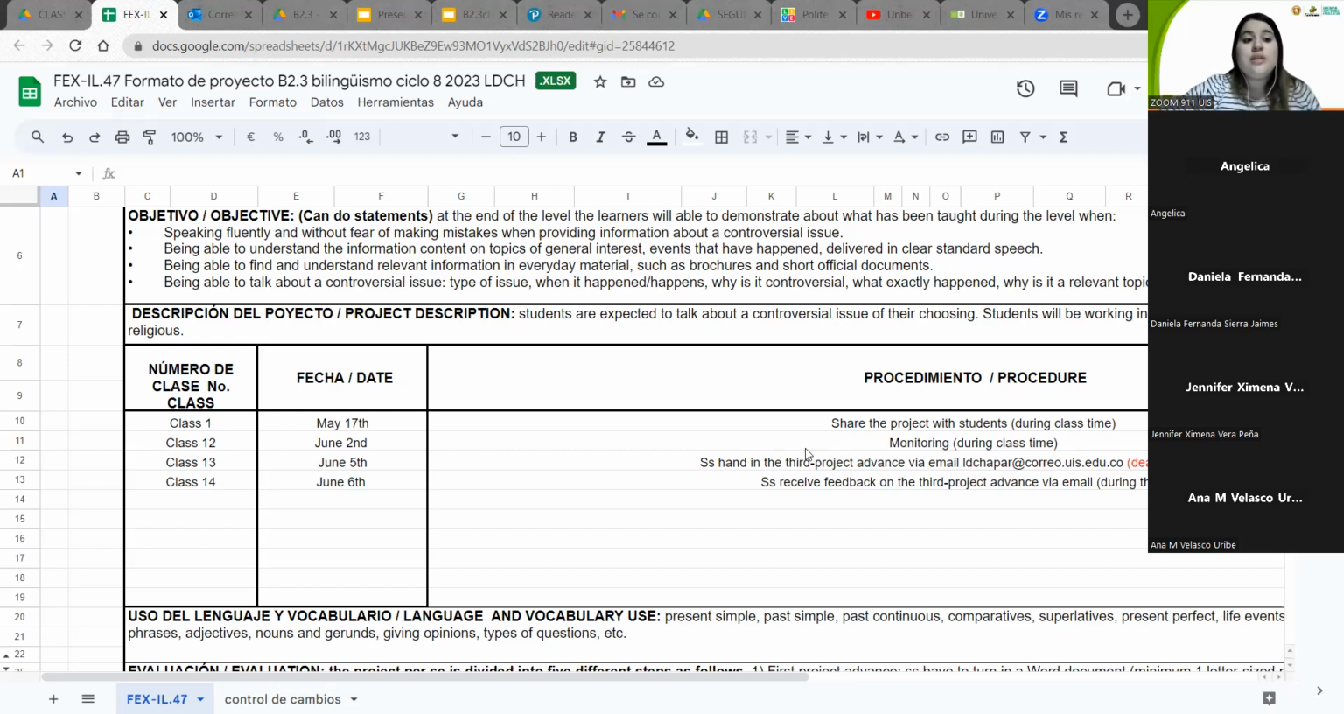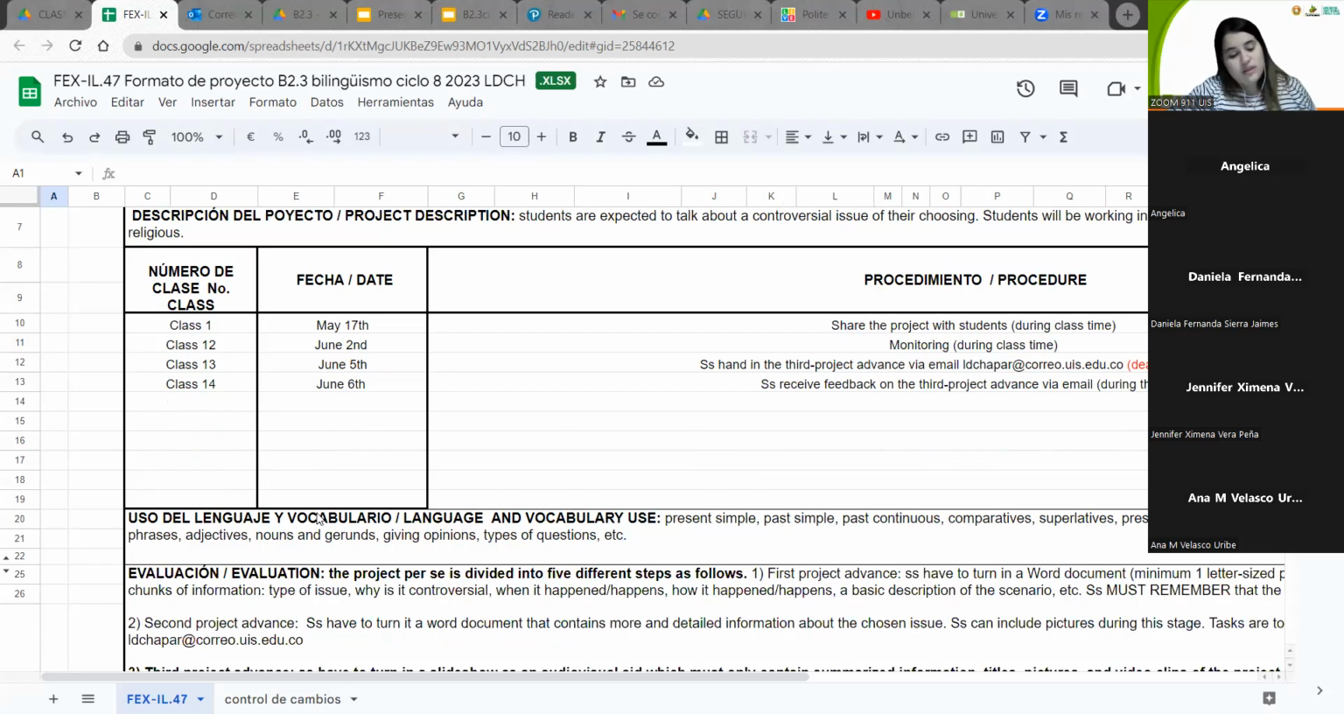On the 12th class, that is on June the 2nd, I am going to give you some time, and I'm going to monitor your process and your projects during class time. Then on class number 13, that is on June the 5th, you are going to send me the third project progress to my email. And then on class 14, you're going to receive feedback.